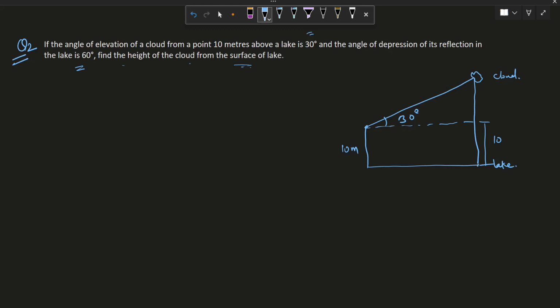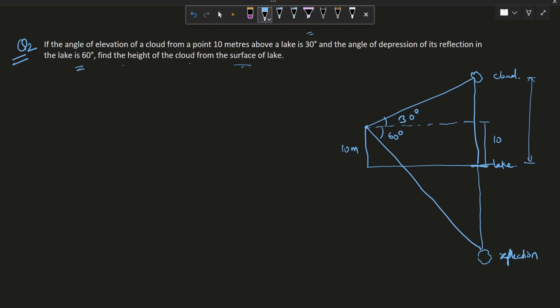When you see its reflection in the water, exactly the same distance will be there down till here. The cloud will be seen over here. This is the reflection of that cloud. Now, from this same point, the angle of depression is given to you. The angle of depression is 60 degree. Clear? Now I have to find the height of the cloud above this lake. This much height I have to calculate.